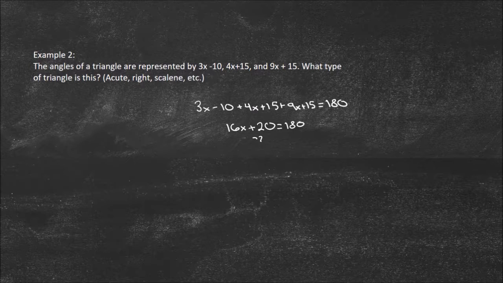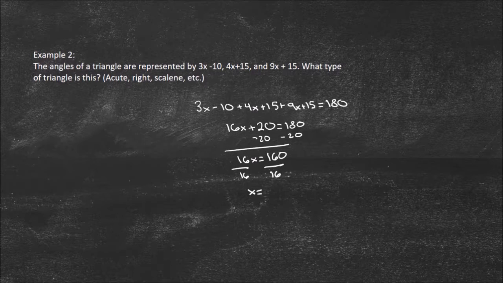We want to get x by itself, so subtract 20 from both sides. We'll get 16x equals 160. Then divide both sides by 16. We get, okay, x is 10.